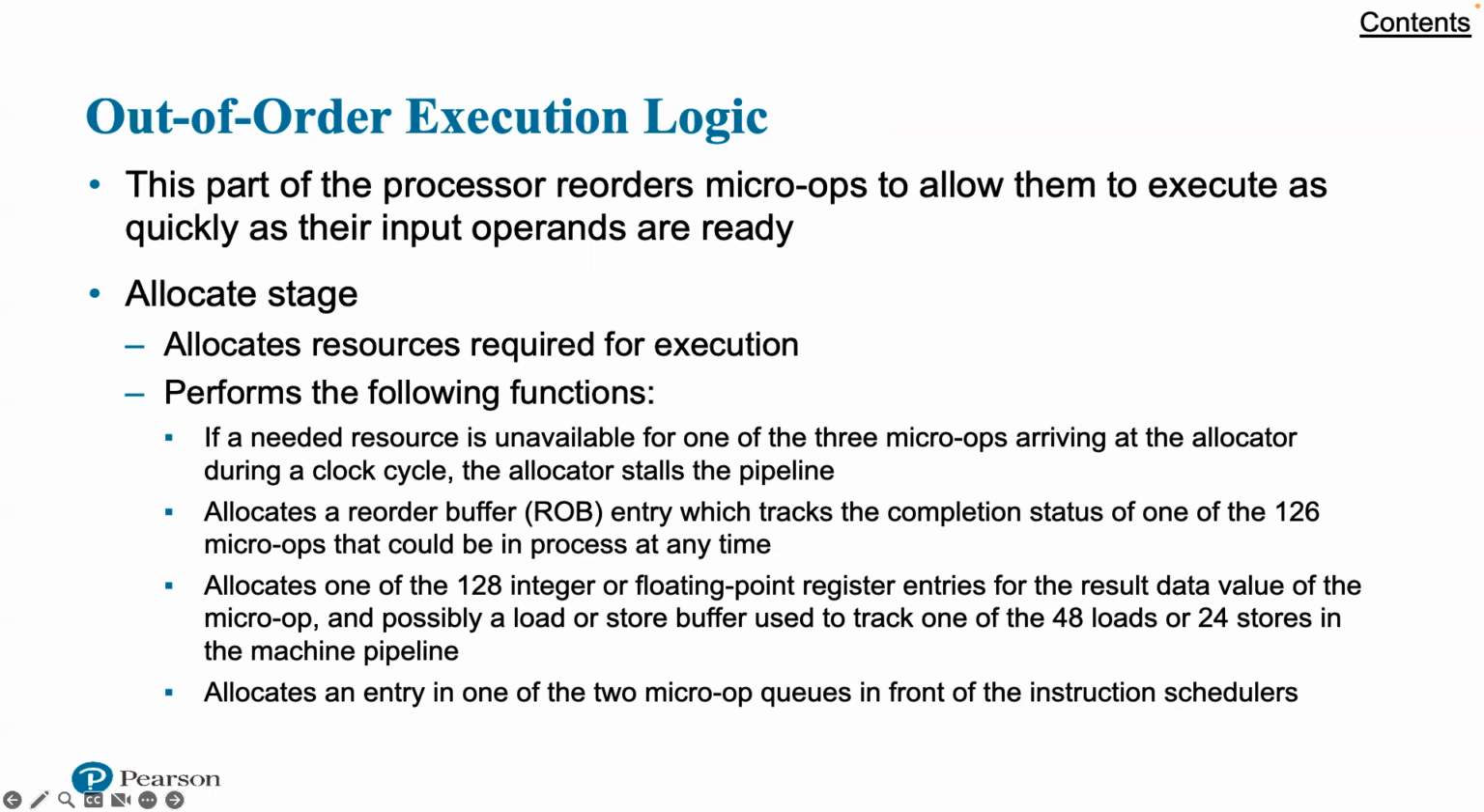The allocator allocates a reorder buffer, ROB, entry, which tracks the completion status of one of the 128 micro-ops that could be in the processor at any time. The allocator allocates one of the 128 integer or floating point register entries for the result data value of the micro-op, and possibly a load or store buffer used to track one of the 48 loads or 24 stores in the machine pipeline. The allocator allocates an entry in one of the two micro-op queues in front of the instruction schedulers.